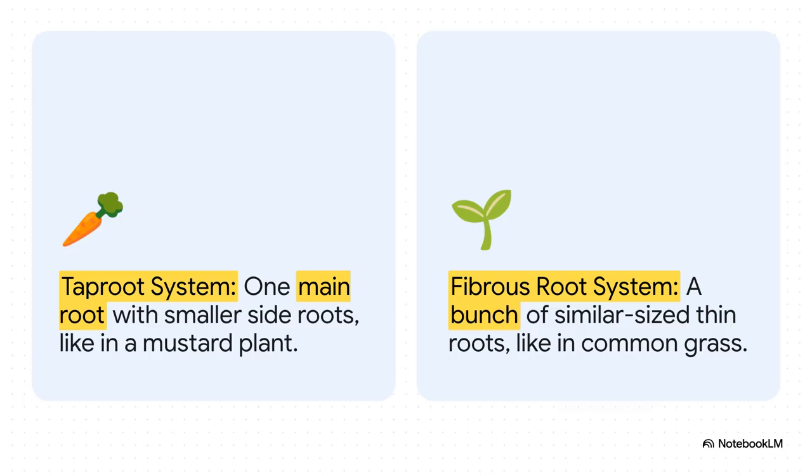Some plants have one big main root that goes straight down, with smaller ones branching off. That's a taproot. A carrot is a perfect example. But other plants have a whole bunch of thin, stringy roots all tangled together. That's a fibrous root system. So again, 2 totally different designs. What could the connection possibly be?